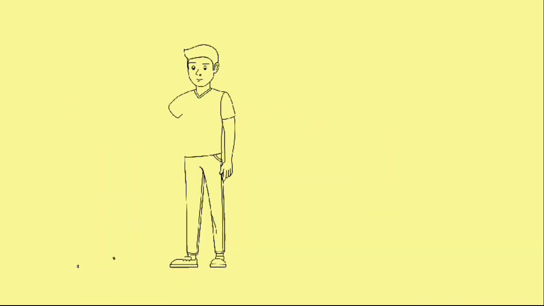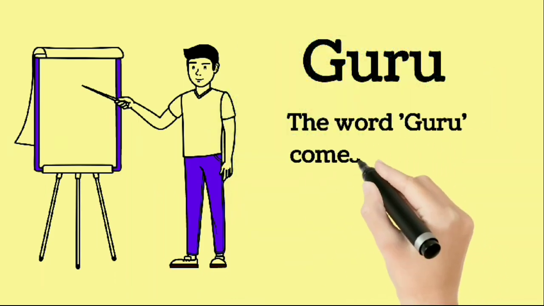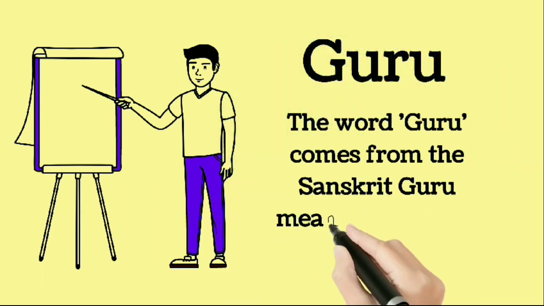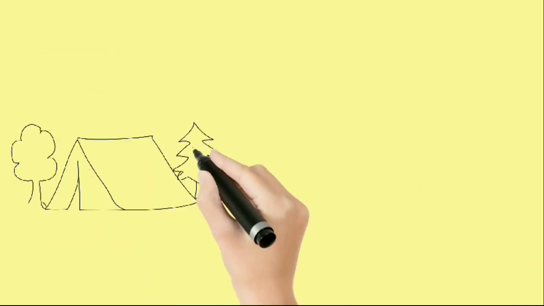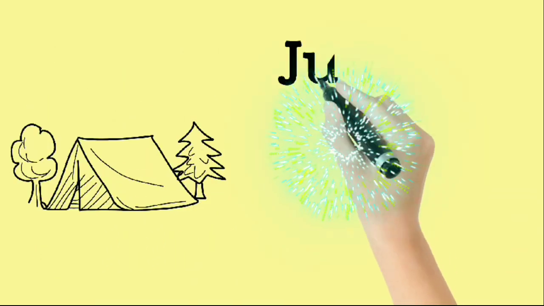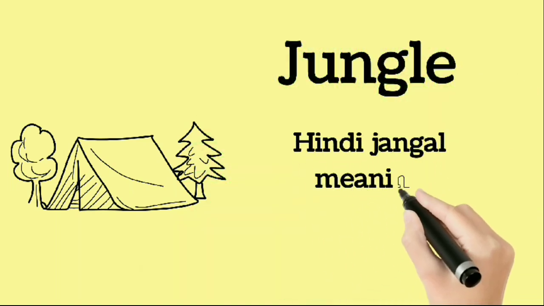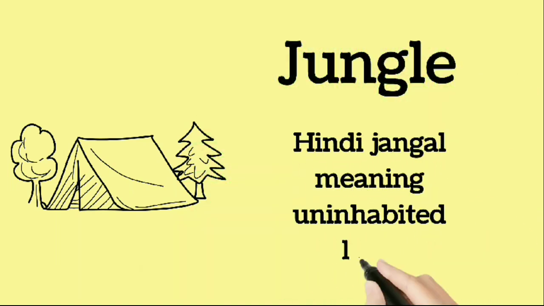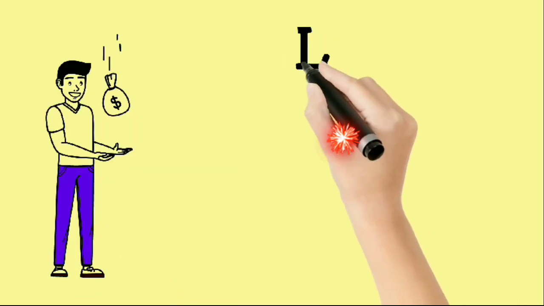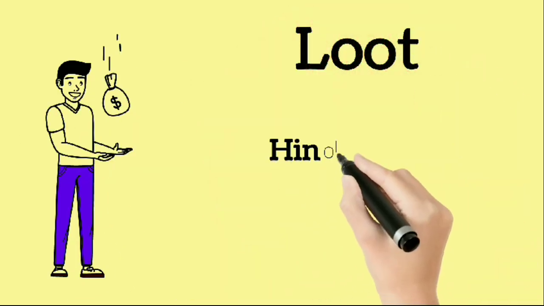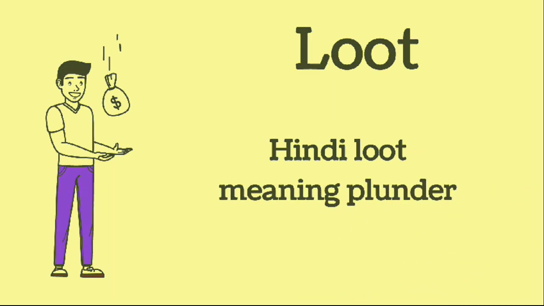Number 3. Guru. A teacher or spiritual guide. The word guru comes from the Sanskrit guru, meaning heavy or venerable. Number 4. Jungle. While often associated with dense forests, the word jungle actually comes from the Hindi jangal, meaning uninhabited land. Number 5. Loot. The act of stealing or plundering is derived from the Hindi loot, meaning plunder.